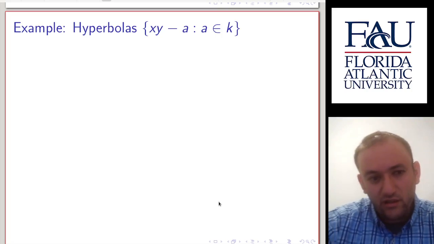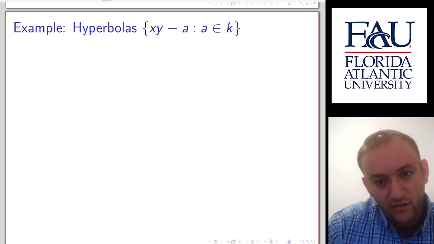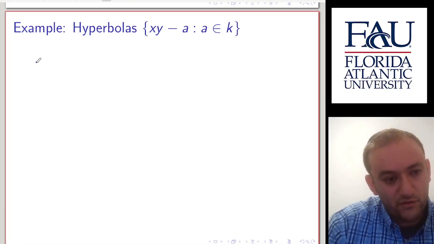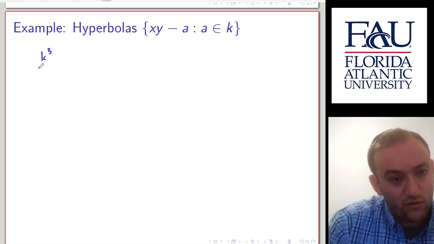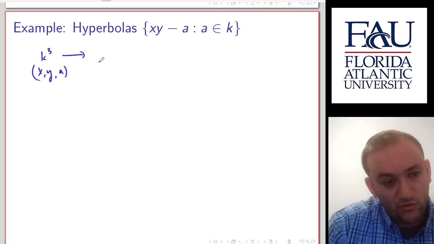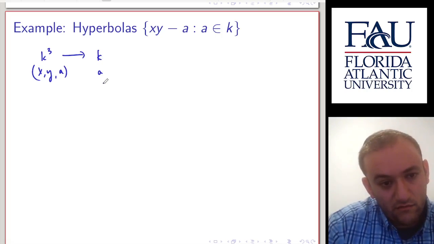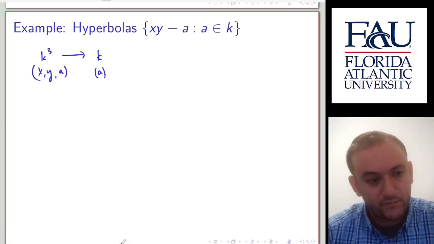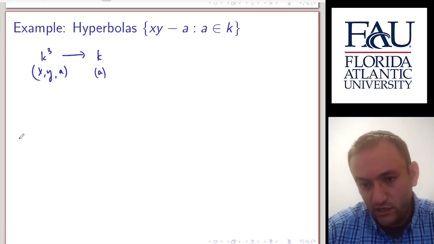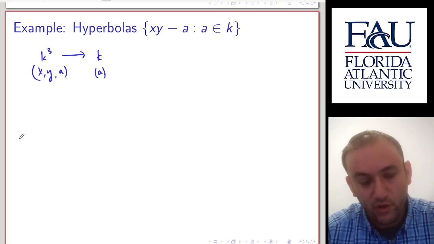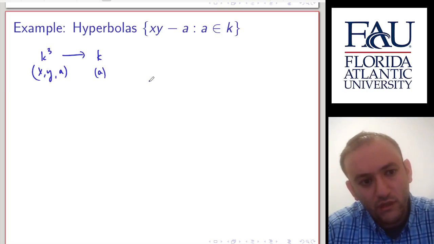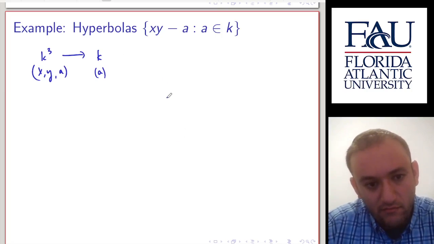Now let's think about hyperbolas. So here we have k. We have this k^3 corresponding to points x, y, a, mapping to k, just indexed by a. The reverse map would be just the injective map of polynomial rings k adjoin a into k adjoin x, y, a. And so what does this map look like?